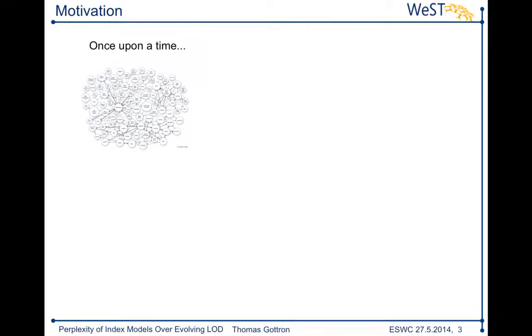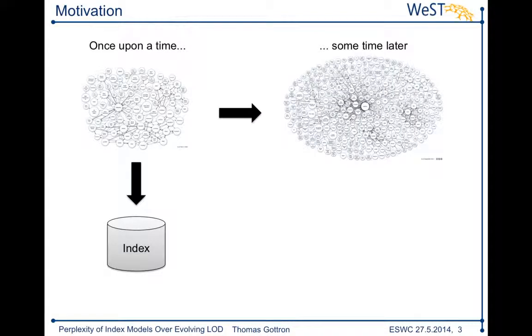Assume that once upon a time you had some linked data over which you have built an index. Now, in recent publications, we have seen that linked data is quite dynamic and is changing and evolving over time. So if I take a look at the same data sources at some later moment in time, I will see that the data provided there has actually changed. There might be information added, deleted, or modified.